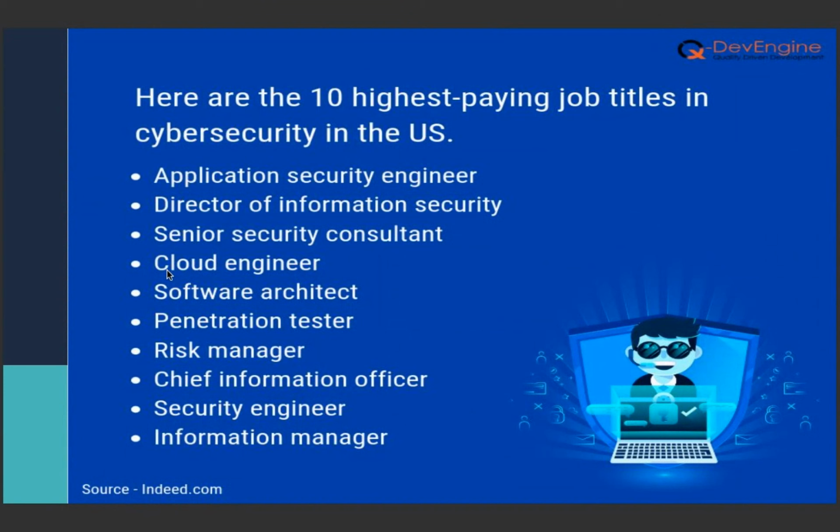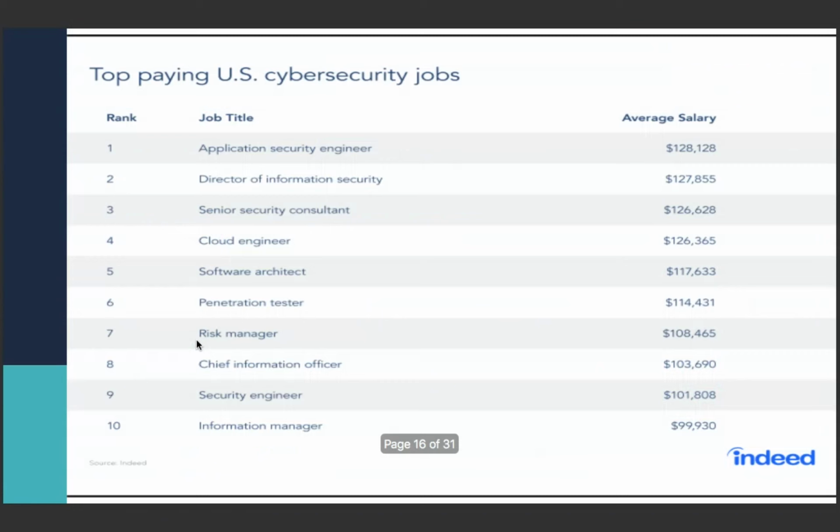Now coming to the top 10 highest paying job titles in cybersecurity: application security engineer, director of information security, senior security consultant, cloud engineer, software architect, penetration tester, risk manager, chief information officer, security engineer, and information manager. Just imagine so many job postings and how high you can go as a chief information officer in a company. Why? Because you're very, very important. You are the major guardian of that company. So your skills, your understanding and your vision are very important for them. And typically, of course, the salaries are very high. They start from almost $100,000 to $130,000 with the varied titles which I already mentioned in the past slide. So these jobs are very, very high paying.